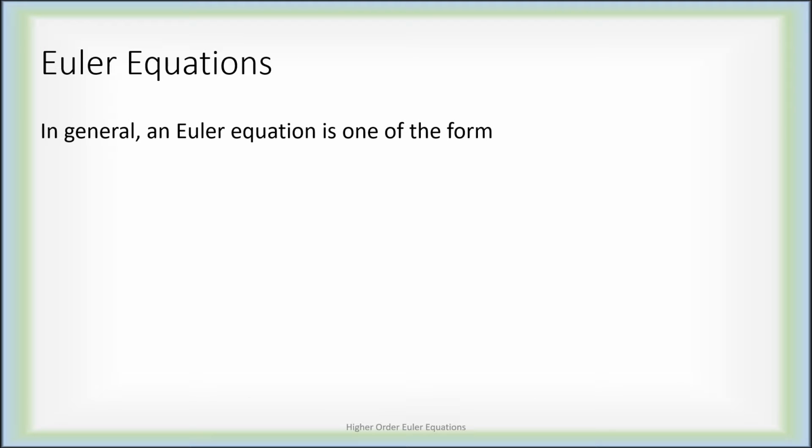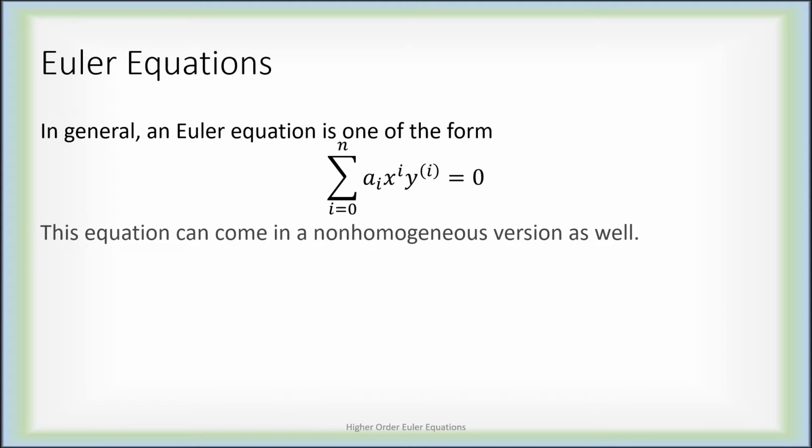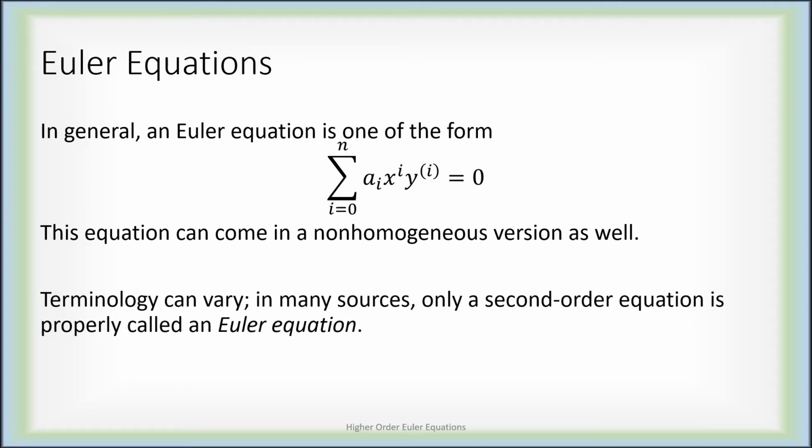In general, an Euler equation is one where you have a sum of constants times powers of x times derivatives of y, where the power of x matches the derivative of y. Now, this equation can come in a non-homogeneous version as well, where the forcing function on the right isn't zero.